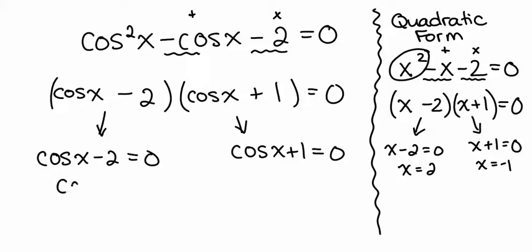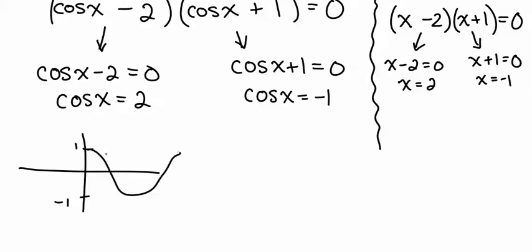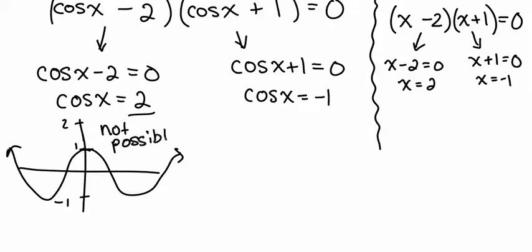Okay, so then we just got to move the numbers to the other side. Cos x equals 2 and cos x equals negative 1. And now we just have to solve it like we did in the other case. Okay, so cos x equals 2 is kind of weird because if you look at your graph of cos, it looks like this. And hopefully you notice that cos x will never equal 2 because the graph does not go up to 2. So there's no value of x where y would equal 2. So not possible. No possible values of x will satisfy that equation.